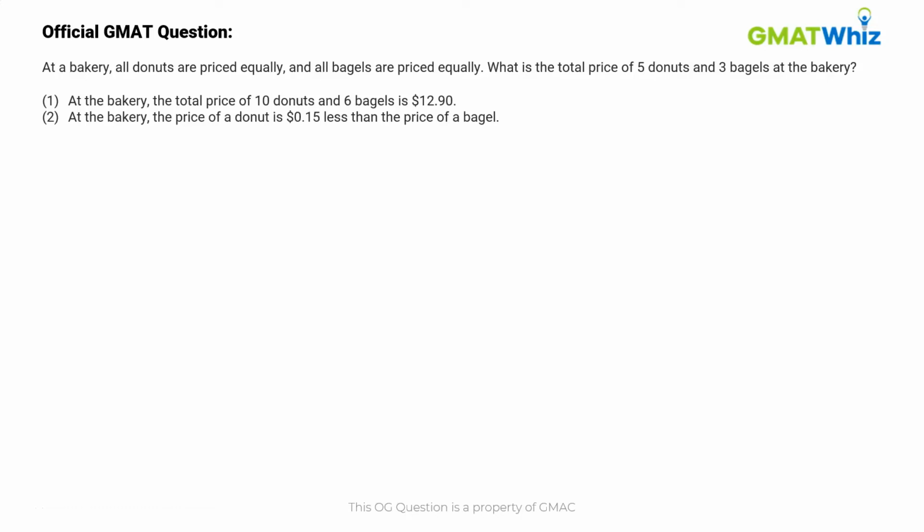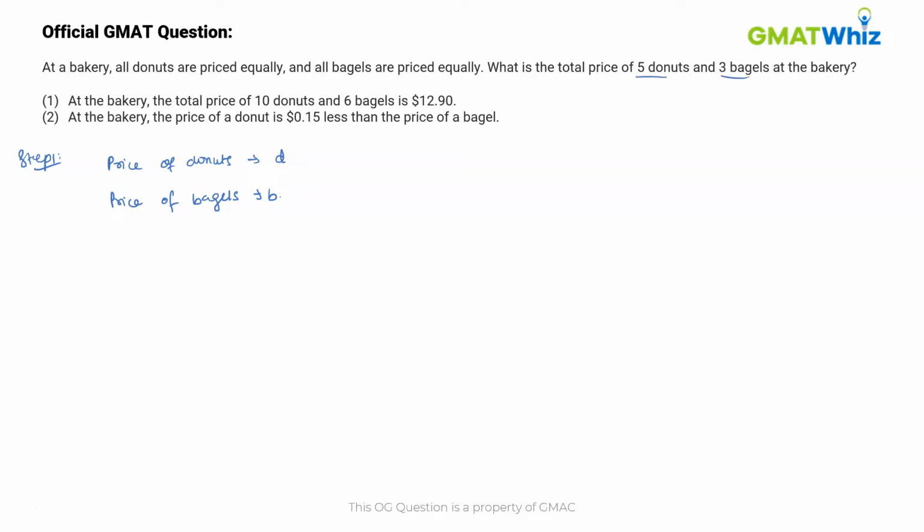In this question, we are given that the donuts are all priced equally and all the bagels are priced equally. Since we don't have any variable for the price of donuts and bagels, let's assume the price of donuts to be D and the price of bagels as B. Now we have to find out the price of 5 donuts and 3 bagels.